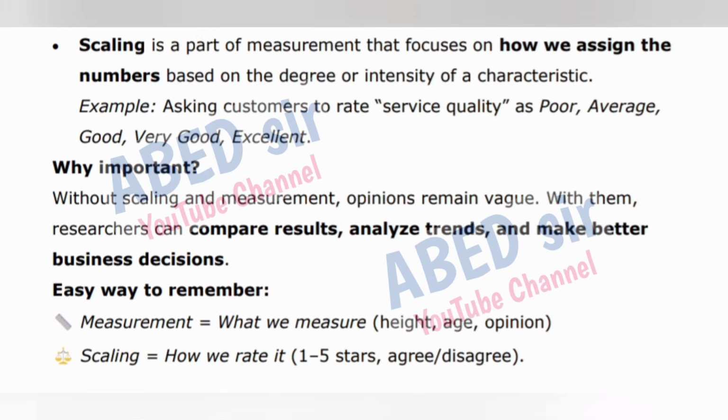Scaling is a part of measurement that focuses on how we assign the numbers based on the degree or intensity of a characteristic. Example: asking customers to rate service quality as poor, average, good, very good, excellent. Why important? Without scaling and measurement, opinions remain vague. With them, researchers can compare results, analyze trends, and make better business decisions. Easy way to remember: measurement is what we measure: height, age, opinion. Scaling is how we rate it: 1 to 5 stars, agree, disagree.